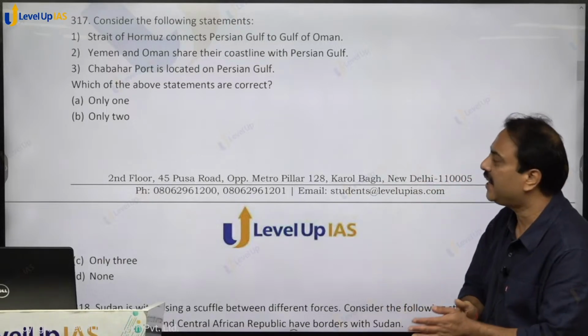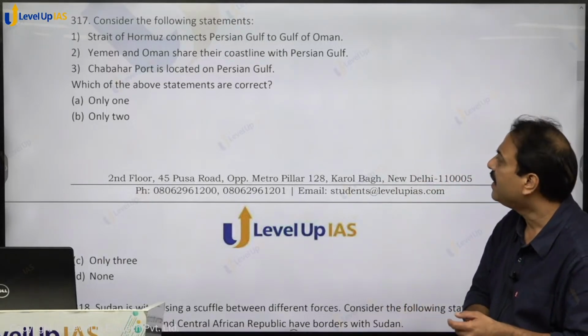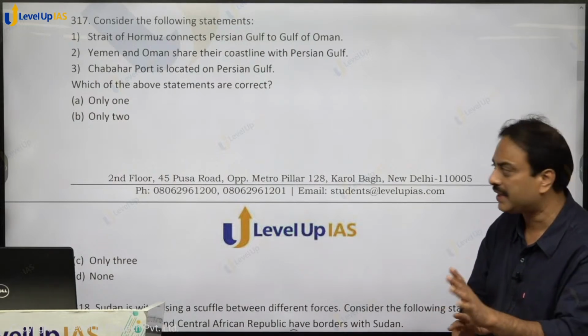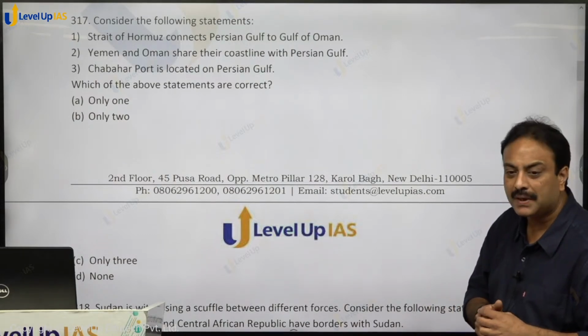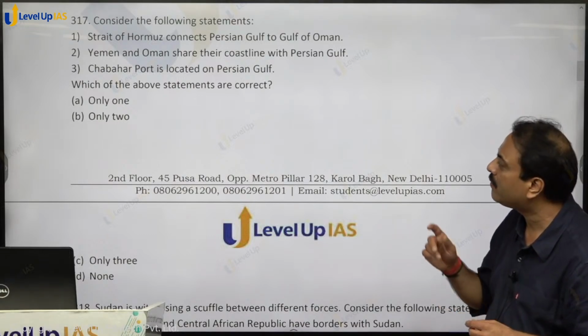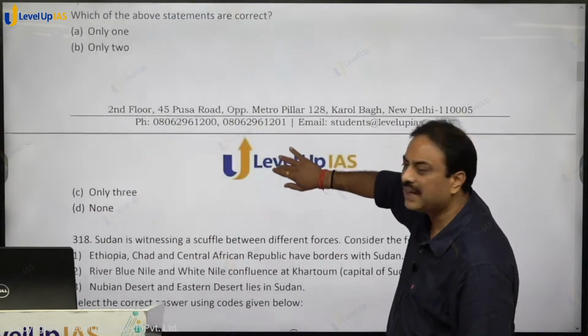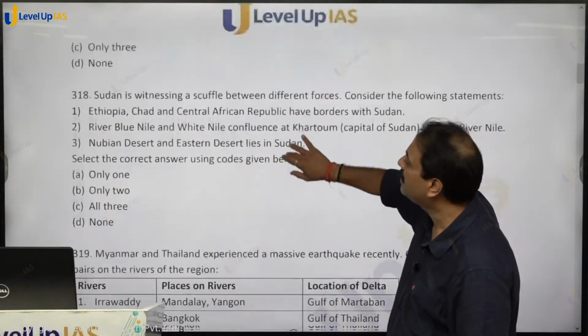So Strait of Hormuz connects Persian Gulf to Gulf of Oman. Correct. Yemen and Oman share their coastline. Oman shares, Yemen does not share. Chabahar port is located in Persian Gulf. No. So 2 and 3 are wrong. 1 is correct. So only one, option A for apple, shall be the right answer. Clear on that? Yes or no?